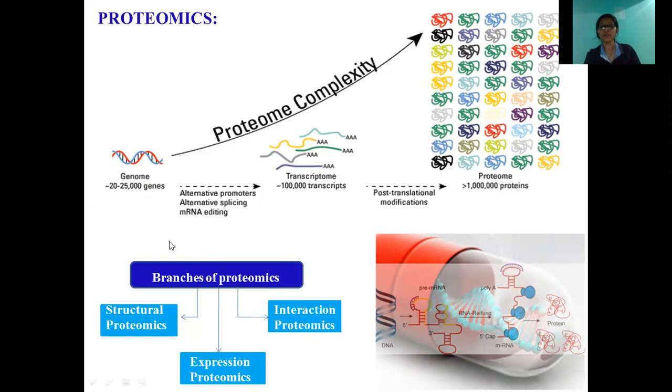So basically the study of proteomics is divided into three different branches. First is structural proteomics, second is expression proteomics, and third is interaction proteomics. In structural proteomics, you can identify the 3D structure of the protein. You do the 3D modeling of the protein with the help of various tools. The first important tool to identify the 3D structure of a protein is homology modeling. It is one of the bioinformatics tools, totally based on in silico study.